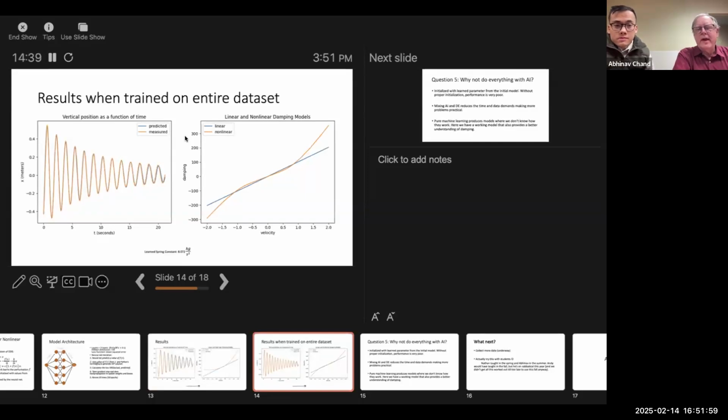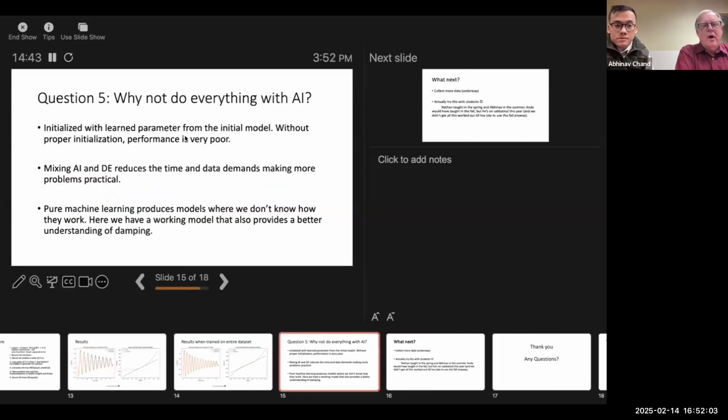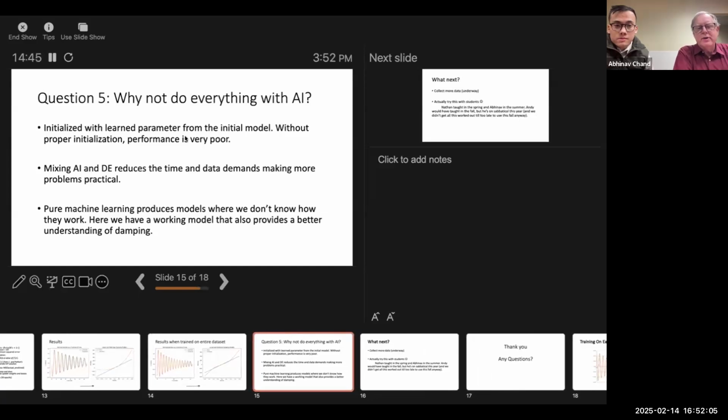And this is one of the things that we want the students to learn, because question 5 is, why do we do differential equations? Why do we learn to solve the first thing? Why don't we just throw it all to AI? And there are several reasons why you don't throw it all to AI and why it is still important to learn the basic differential equation model.